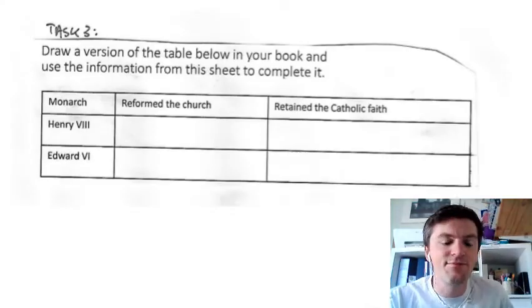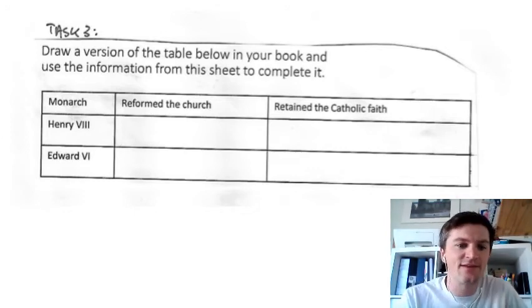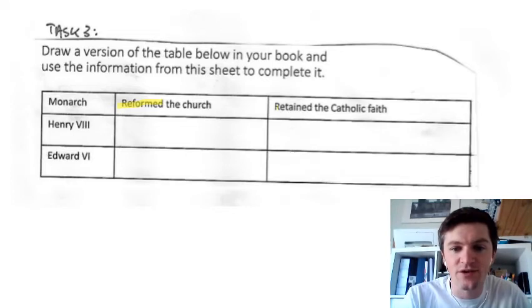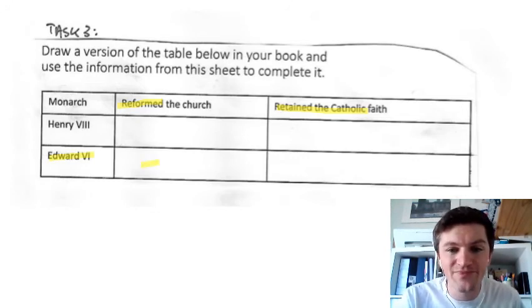Right, so the task 3, and this is the main bit of the homework I need you to think about. Okay? I want you to draw a nice big version of this table. I want Henry VIII, what he does to reform the church, and what he does to retain the Catholic faith. Okay, and then Edward VI, does he do anything to reform the church? And does he do anything to retain the Catholic faith?